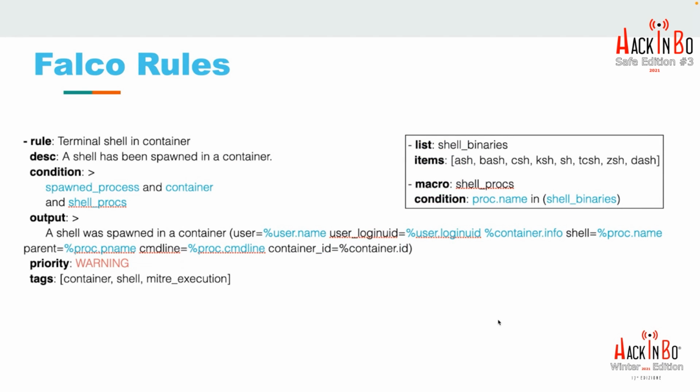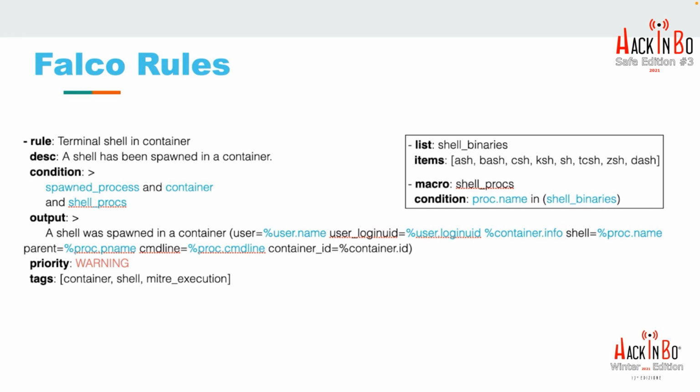As we have already understood and as I've already said, the Falco engine and the Falco rules are the heart of Falco. And here we have an example of a Falco rule to detect a terminal shell spawned in a container. You can see here the structure with condition, output, priority, and also tags, which can be used to customize the rules that we want to activate in Falco.